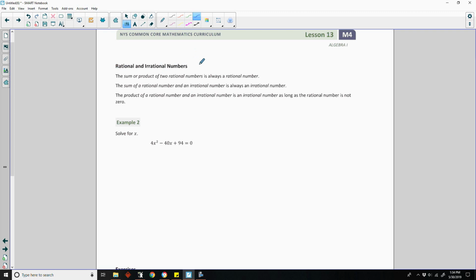irrational. Now it says the sum or product of two rational numbers is always a rational number. Okay, 3 times 5, 15. All three are rational. Every time you have two rational numbers, you multiply by another rational number, you get a rational product. The next one says the sum of a rational number, how about 4, and an irrational number, the square root of 3, is always irrational. Since this is irrational, adding 4 to it still makes it irrational.